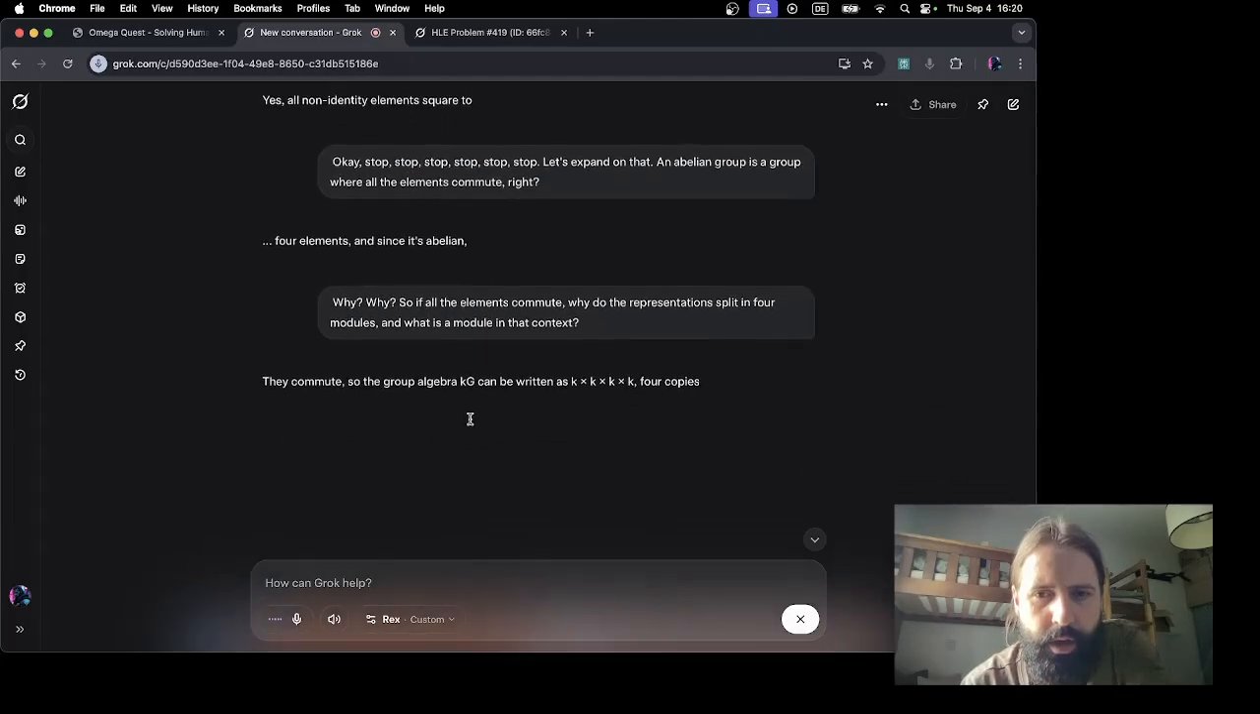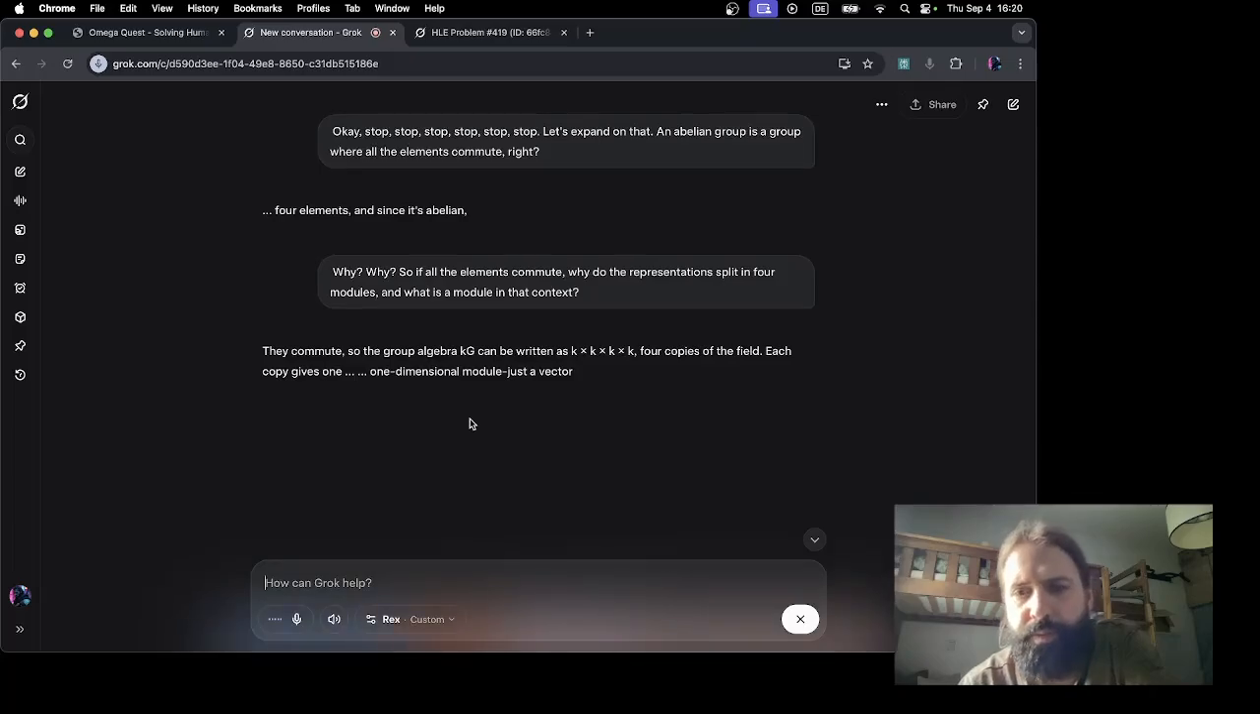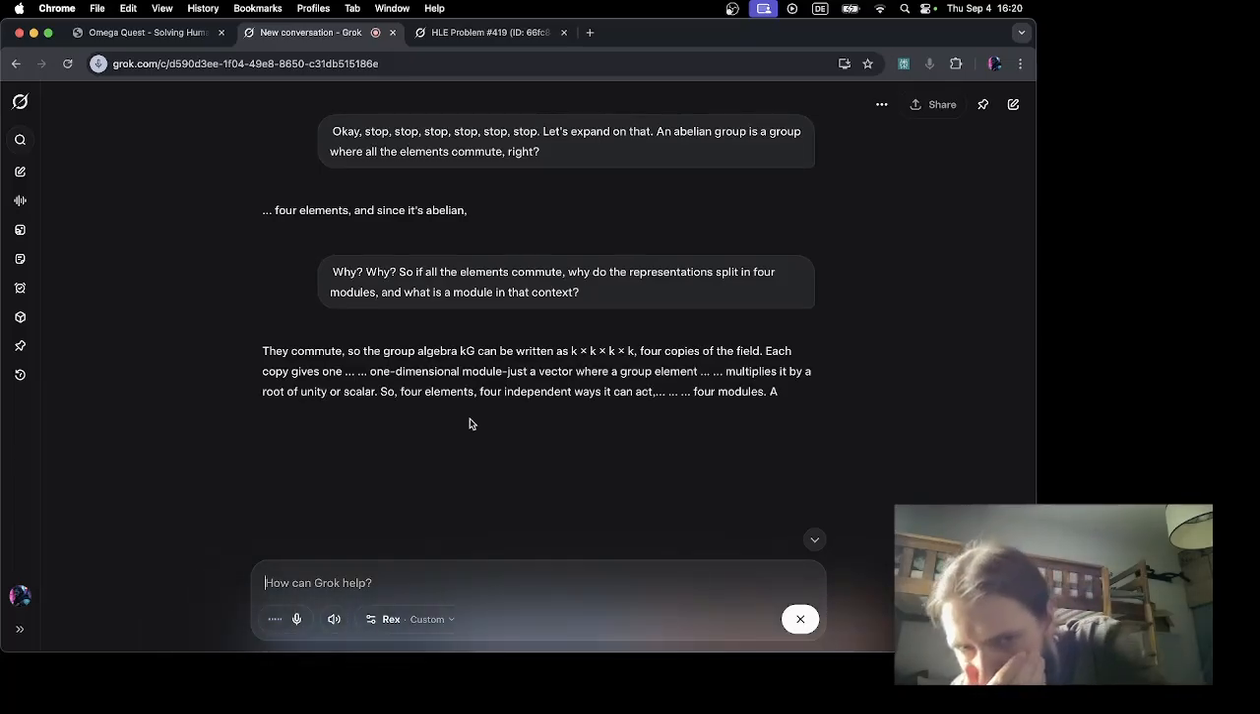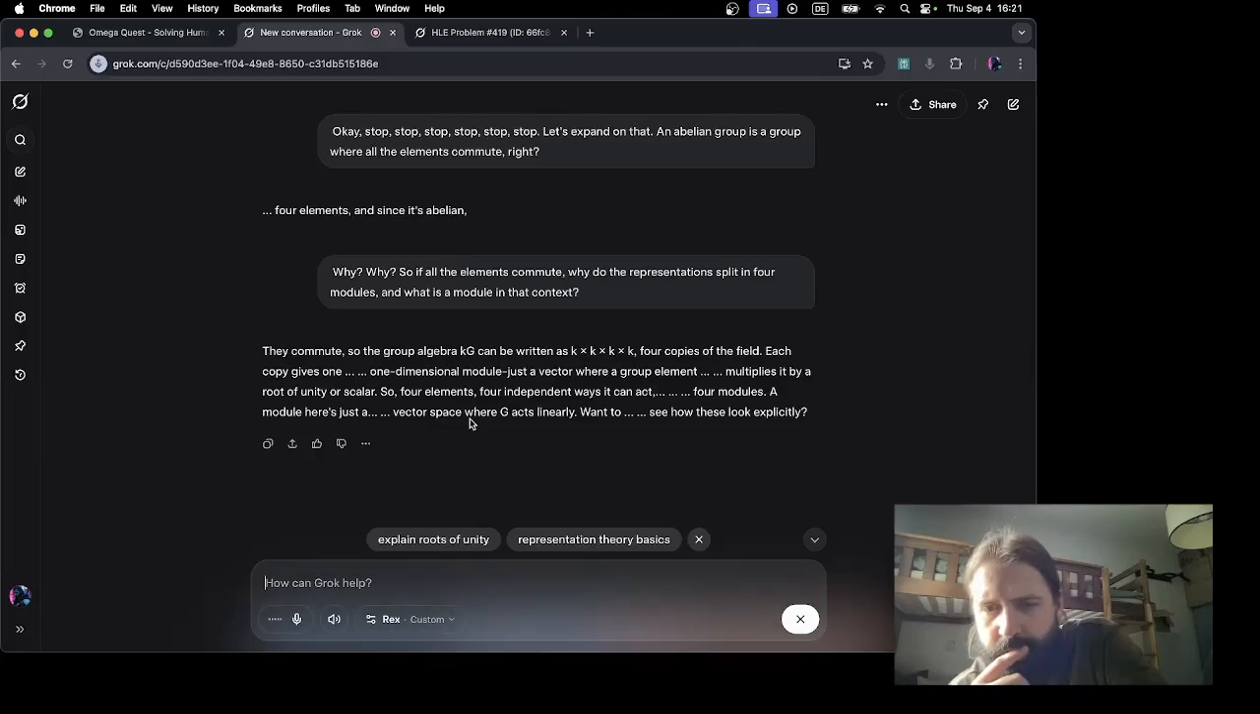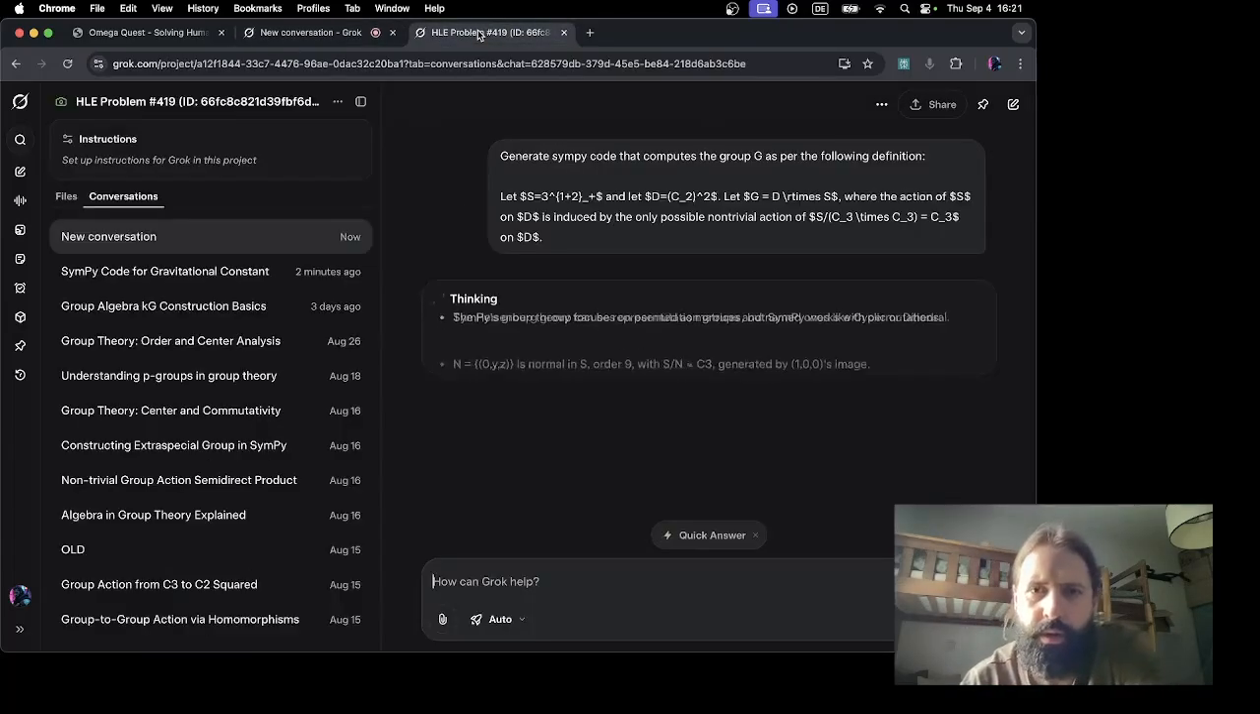They commute, so the group algebra KG can be written as K plus K plus K plus K, 4 copies of the field. Each copy gives a one-dimensional module, just a vector where a group element multiplies it by a root of unity, or scalar. So, 4 elements, 4 independent ways it can act, 4 modules. A module here is just a vector space where G acts linearly. Want to see how these look explicitly? Yes, please. Give me a concrete example.